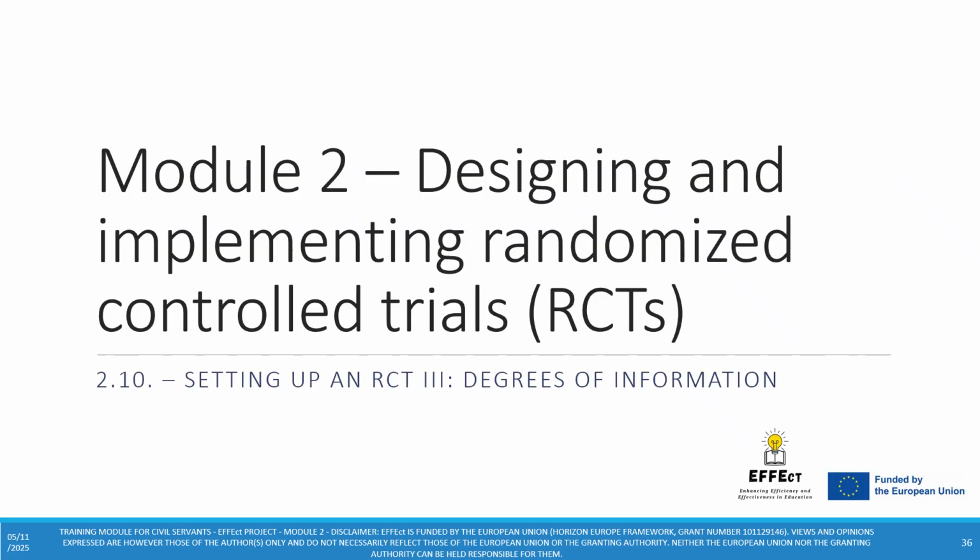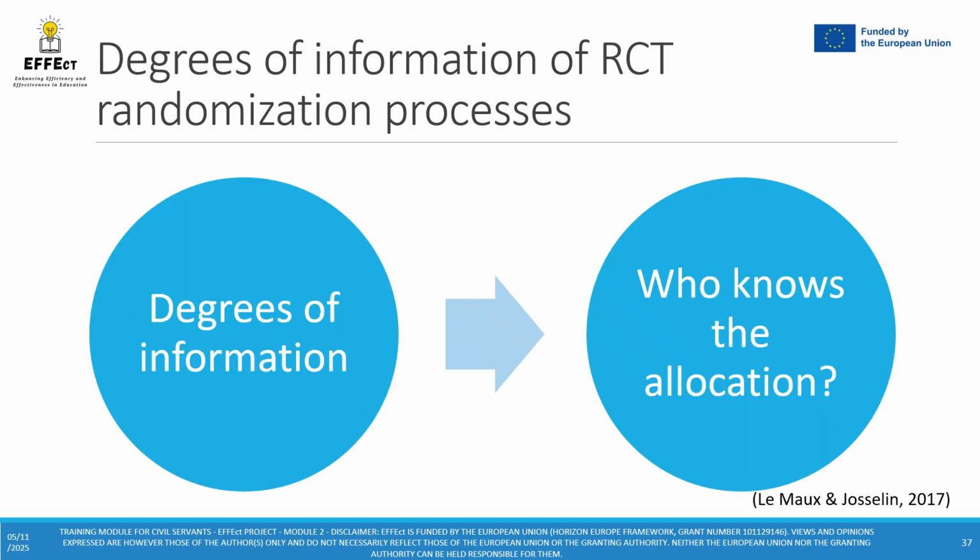Dear participants, welcome to submodule 2.10, in which we will discuss the different degrees of information of randomized controlled trials and potential biases that might arise from these degrees of information. First of all, what is a degree of information? A degree of information basically answers the question, who knows the allocation? Who knows that a given individual has been allocated either to the treatment or the control group?